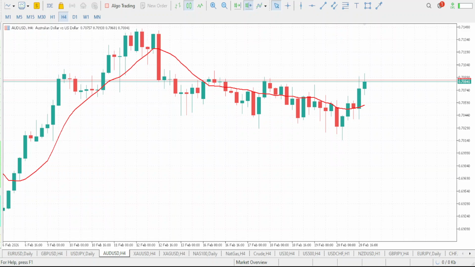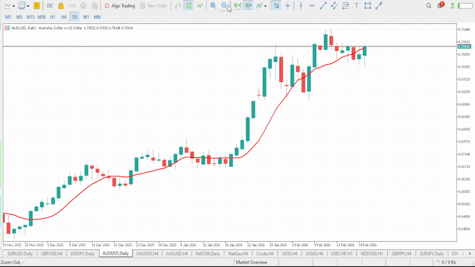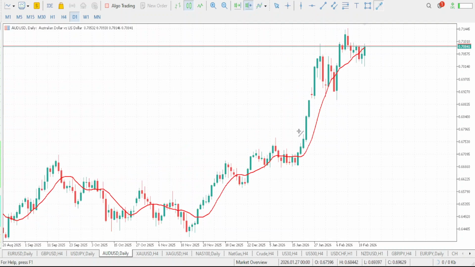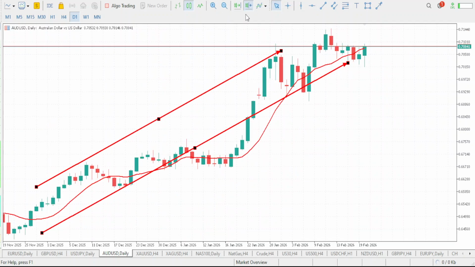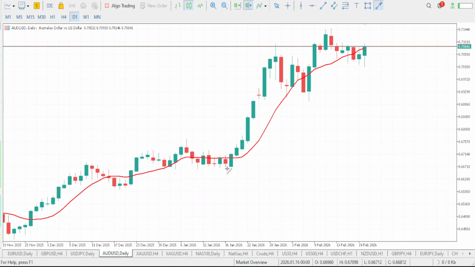Now back to our analysis on our odd USD. If you go to your daily time frame and you see your odd USD, you can see that the full trend on our odd USD is an uptrend move. We are clearly in a bullish move. Market is clearly trending to the upside. Market is clearly bullish.